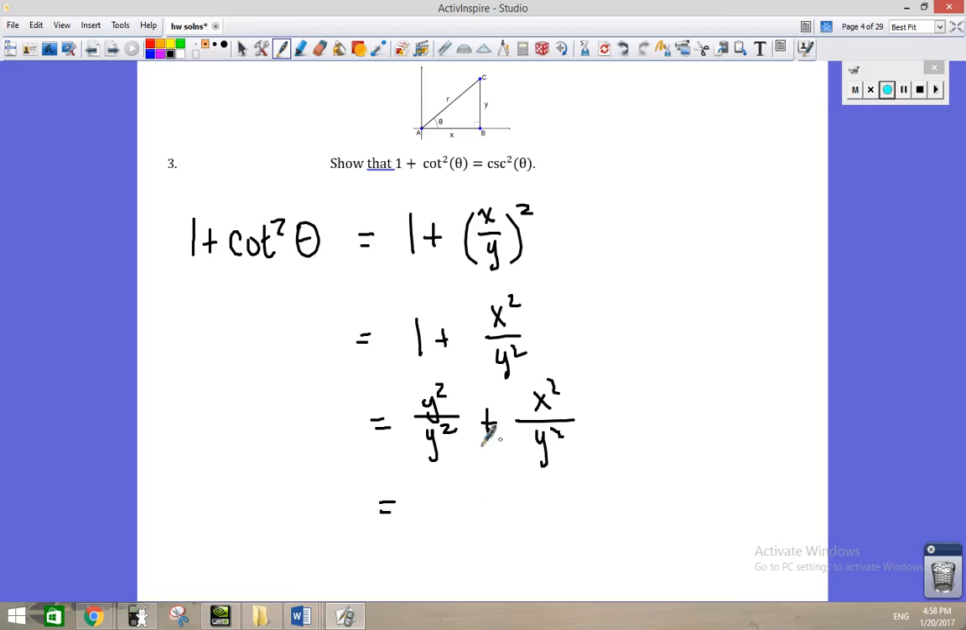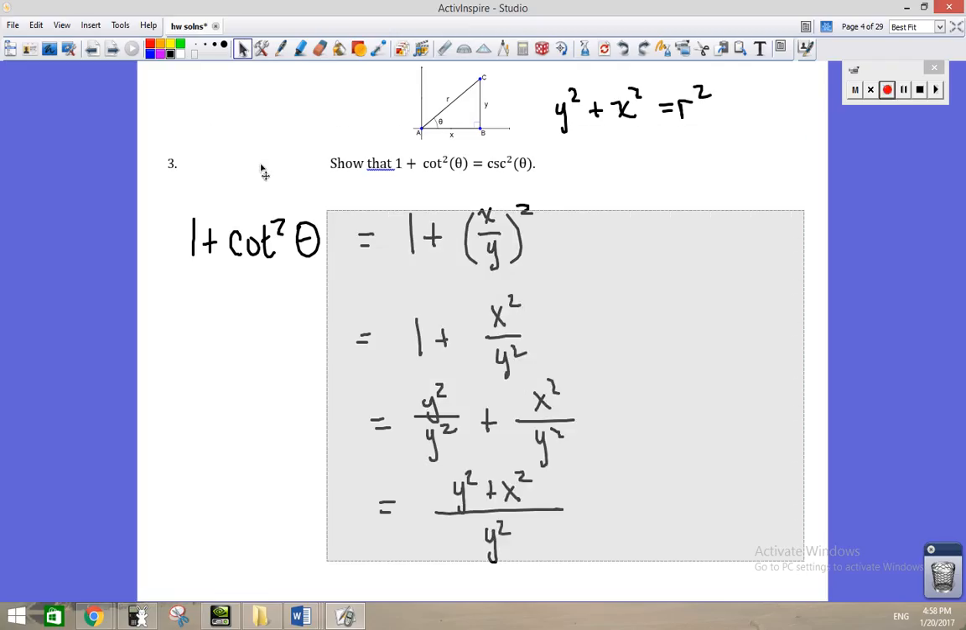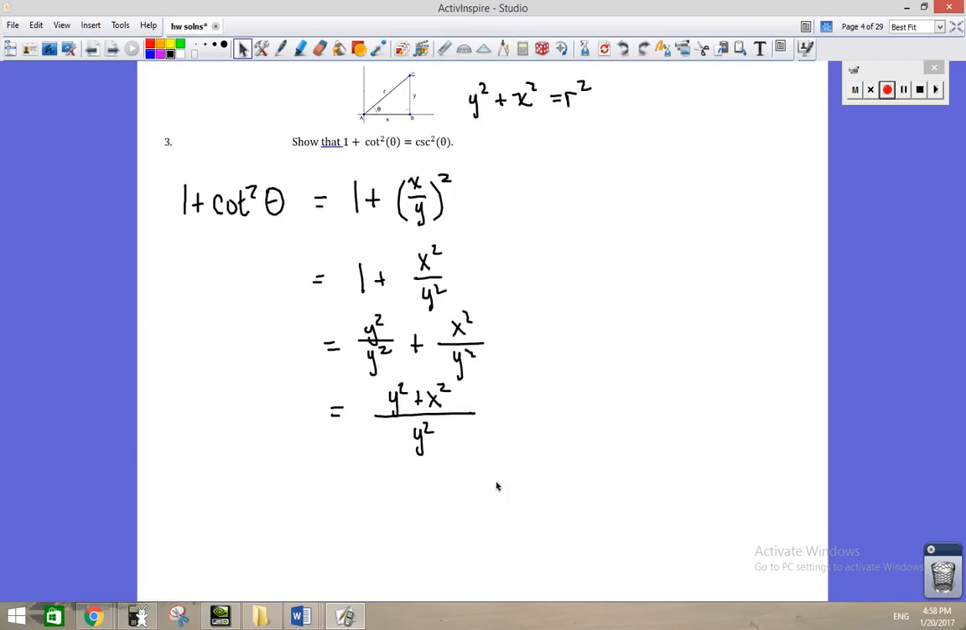And now, since these are the same denominator, I can write these two fractions as a single fraction. My numerator, oops, I'm so used to writing the x first, my numerator is y squared plus x squared. And if I look up at this right triangle, from the Pythagorean theorem, I know that the sum of squares of the lengths of the legs is equal to the length of the hypotenuse squared. So I can replace this numerator of y squared plus x squared with r squared.